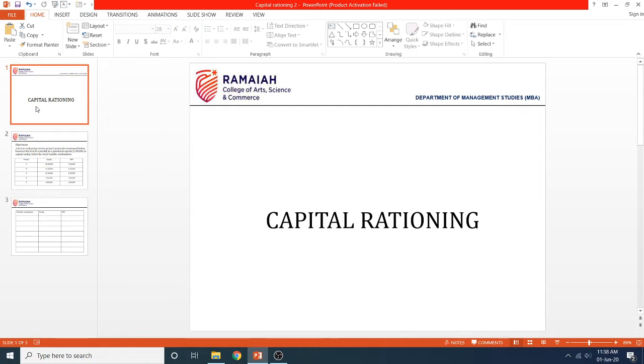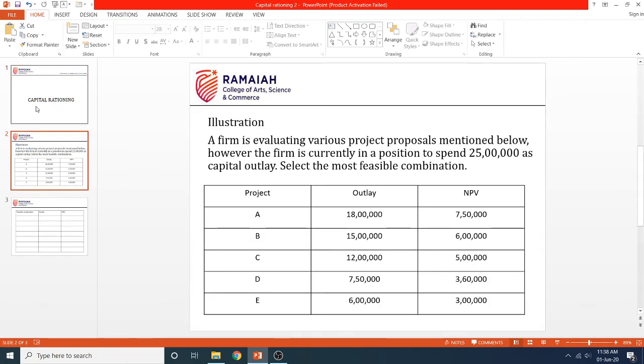Capital rationing is nothing but it is like you are having a constraint in your firm, right? You are having a constraint. The constraint is generally about capital outlay, correct? How are you going to manage that? If you have certain projects, you have 5 or 6 projects in your hand, all of them are having positive net present value, all of them are beneficial. So how exactly do we go about it, right? That is the point. I'll be showing you an example of how exactly it works.